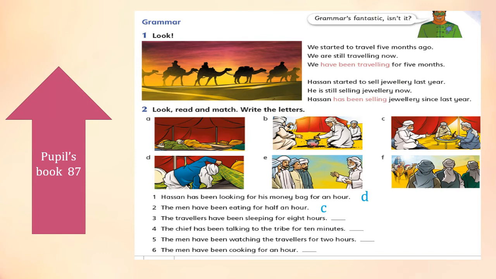The men have been eating for half an hour. Well done, C. The travelers have been sleeping for 8 hours. Excellent, A. The chief has been talking to the tribe for 10 minutes. Great job, E. The men have been watching the travelers for 2 hours. Excellent, F. And the men have been cooking for an hour. Very good, B.